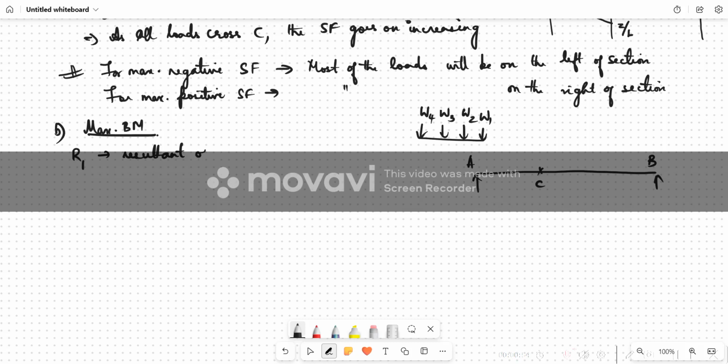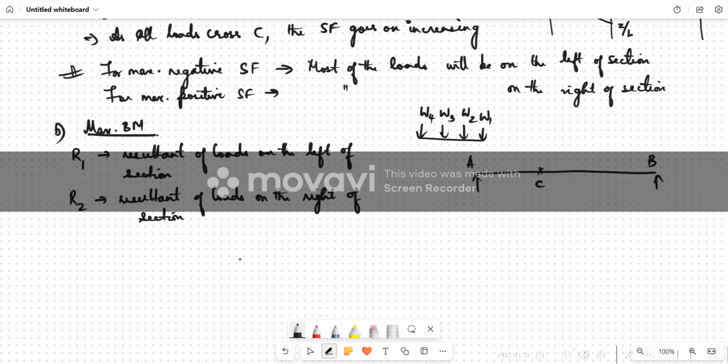Okay, so let R1 be the resultant of loads on the left of section C, whereas R2 be the resultant of loads on the right of section C. So what I'm going to do is position this set of loads in such a way that there are a few loads on the right of section C and a few loads on the left of section C. So I'm considering any case where there are a definite number of point loads like this, and to the left of section C let the resultant be R1, and to the right of section C let it be R2.